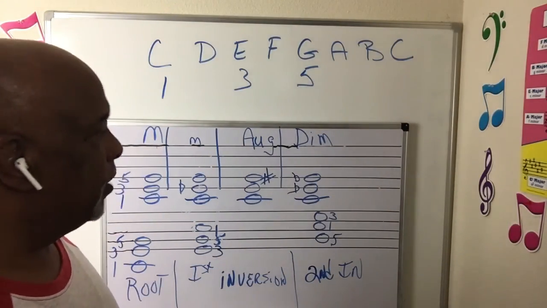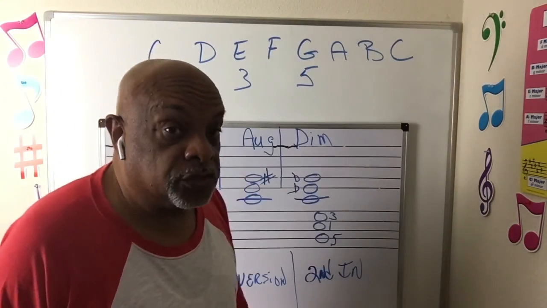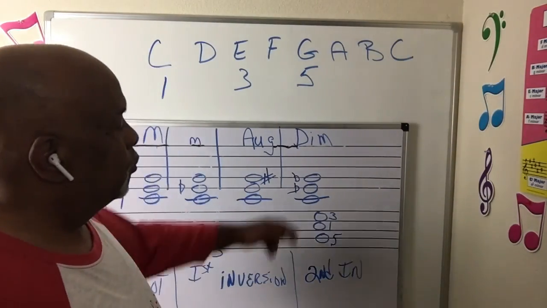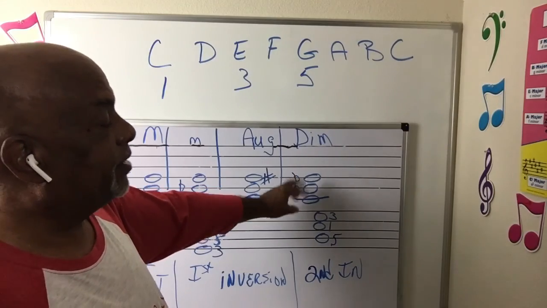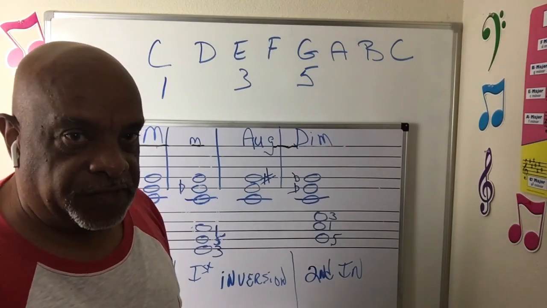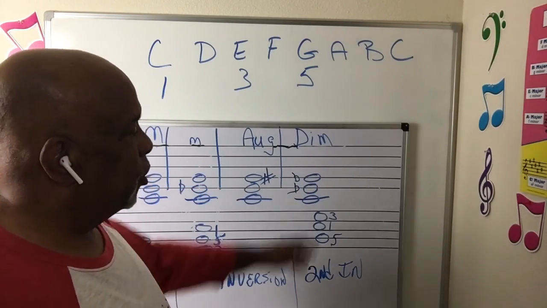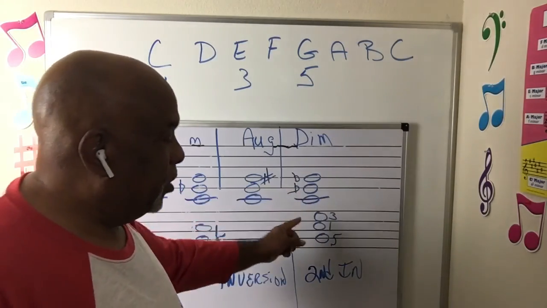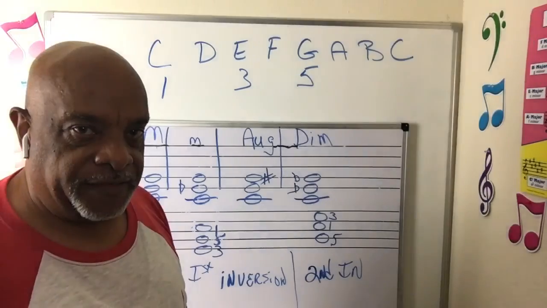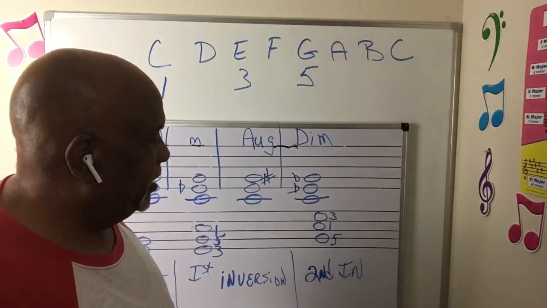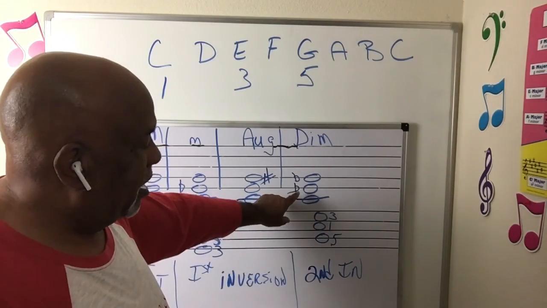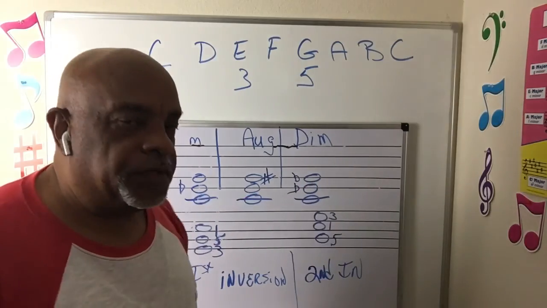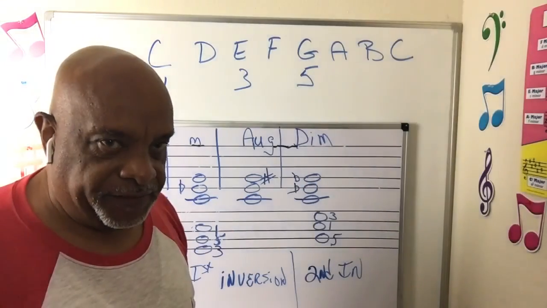Let's move on. In order to get a diminished triad, you lower the third and the fifth a half step. One more time: in order to get a diminished triad, you lower the third and the fifth a half step. So in this case, you lower the E a half step and you lower the G a half step.